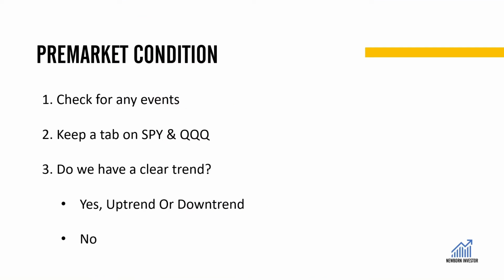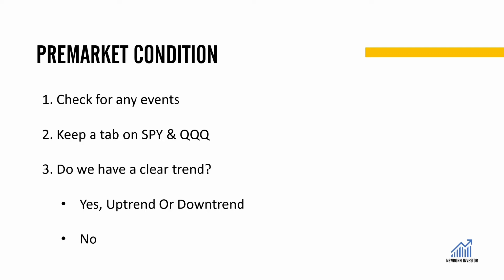The next step basically is to watch QQQ and SPY. SPY being the S&P 500 ETF and QQQ being the NASDAQ ETF. These two ETFs actually give me a broader perspective on how the tech sector and the S&P 500 is going to play out. Then I look at the trend. So what's the trend? Is it an uptrend or a downtrend? Ideal scenario would be where we have a clear uptrend or a clear downtrend. Now, if you don't have a clear trend, that's an important data point that tells me probably the markets are going to be choppy that day.